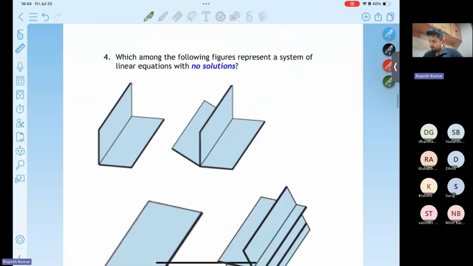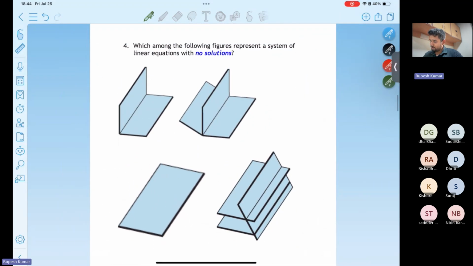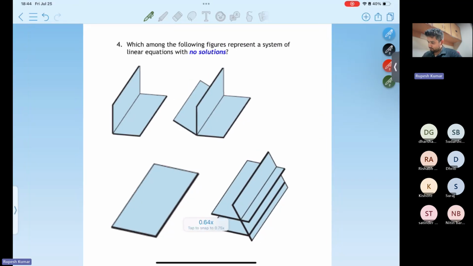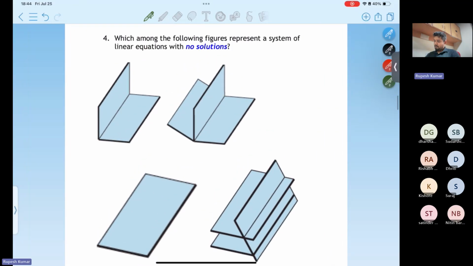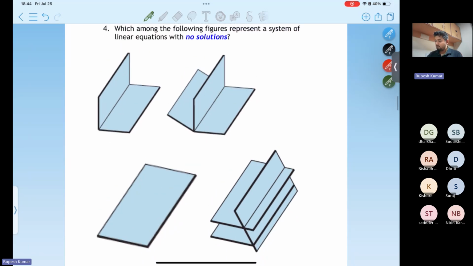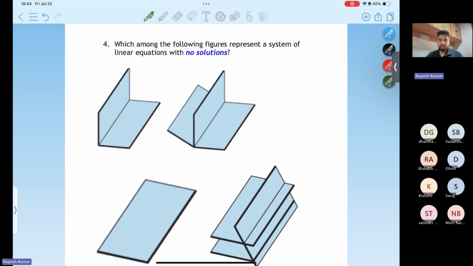So let's go back to our problem. It says which one among the following represents a system of linear equations with no solution. Fine. So let's see. For the first, till now we were only dealing with two-dimensional space, right? So we had only two variables, x1 and x2, right? If you remember these.